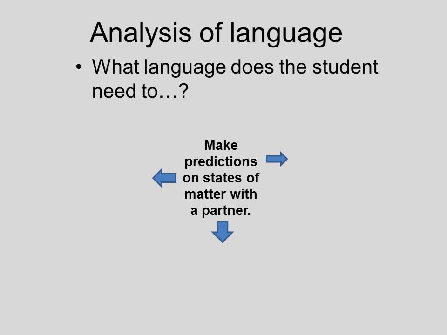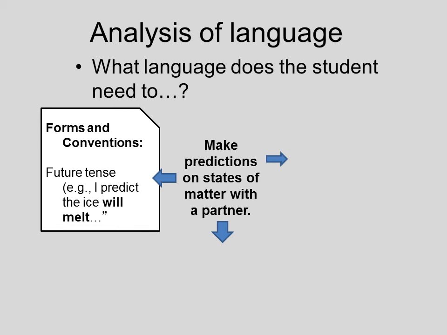So, this is a little analysis of our language. What language does a student need to make predictions on the states of matter with a partner? For example, this is an objective we might give to our class. So, making predictions on states of matter with a partner.